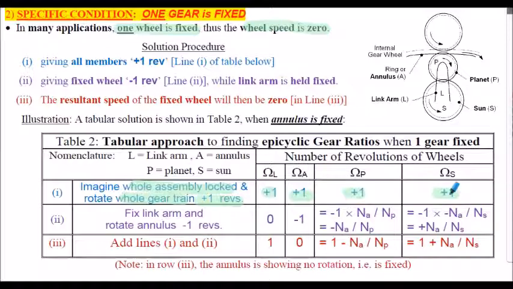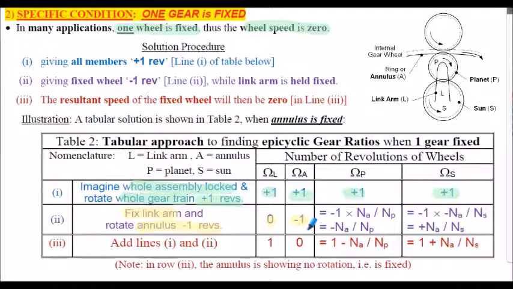In our second stage, it's very similar to what we did in the previous analysis. We're going to fix the link arm, because we always must have our velocity ratios relative to the link arm. So you'll see the link arm has got 0 there. It's going to be fixed. And we're going to rotate the annulus. In this case, we're going to rotate it -1 revs. Okay. So if the annulus rotates -1, then I put -1 in the column for the annulus.